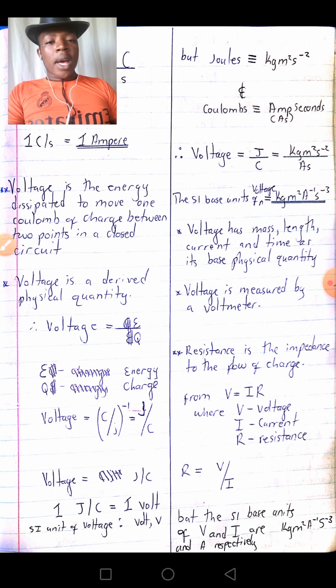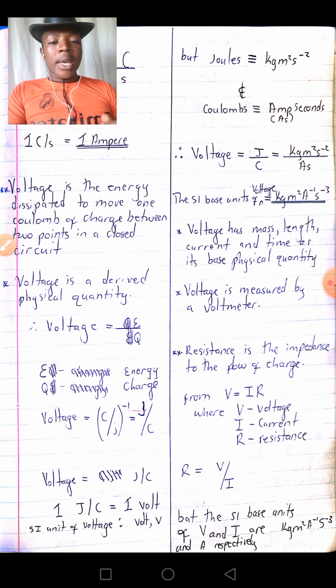But joules are identical to kilograms square meters per square second, and coulombs are identical to amp seconds. Therefore, we can substitute these values for joules and coulombs in our equation for voltage equal to 1 joule per coulomb. So voltage is now equal to joule per coulomb, which is equal to kg m squared s to the power of negative 2 over A s. The SI base units of voltage are equal to kg m squared A to the power of negative 1 s to the power of negative 3, by virtue of that procedure we have taken there.